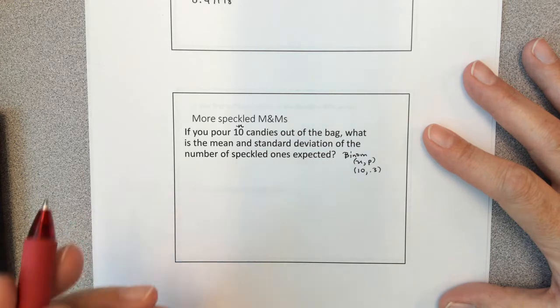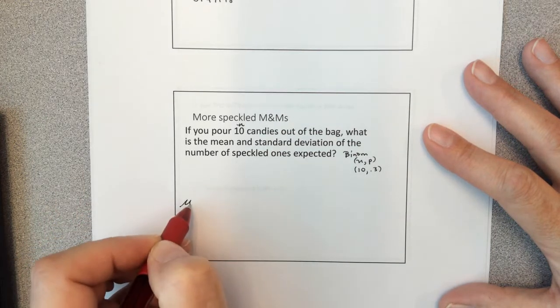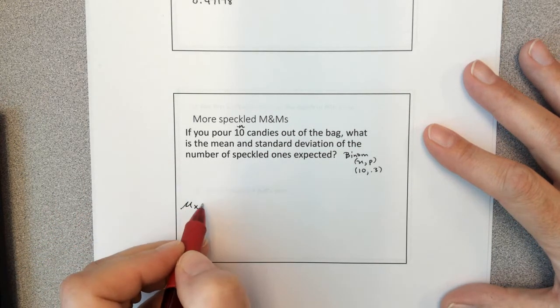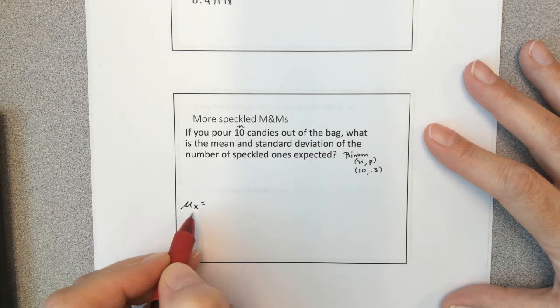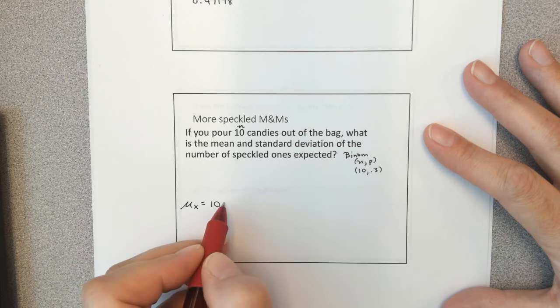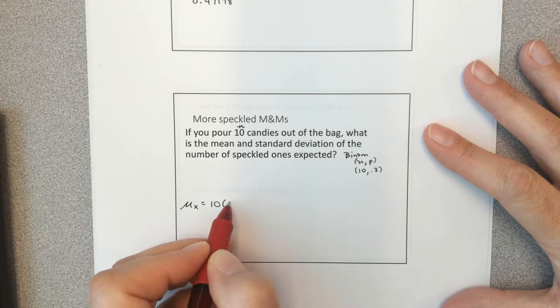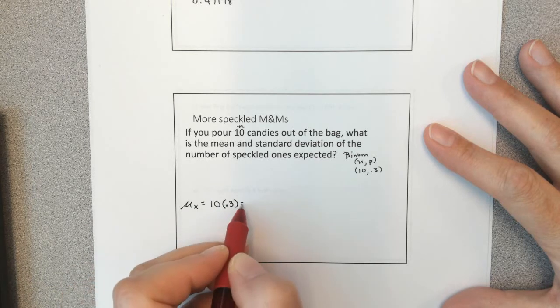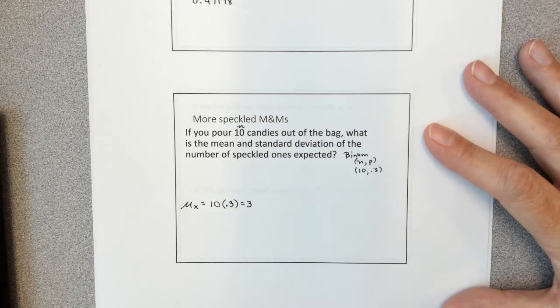Alright, so I have formulas. I have a formula for a mean of x, which is number of speckled. The average number of speckled is n, that's how many trials, that's 10 candies, multiplied by the probability of success, which is 30%, which is 3 candies. Okay, does this make sense? If 30% of the candies are speckled, if we pull 10 out of the bag, 3 of them should, in a perfect world, be speckled on average. That's 30%. That makes sense.